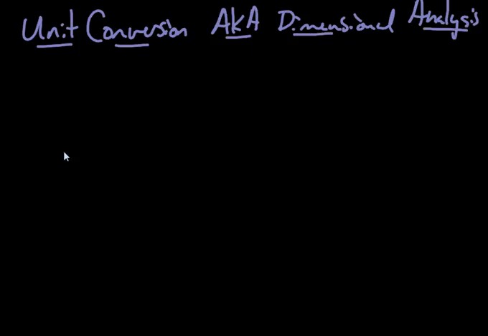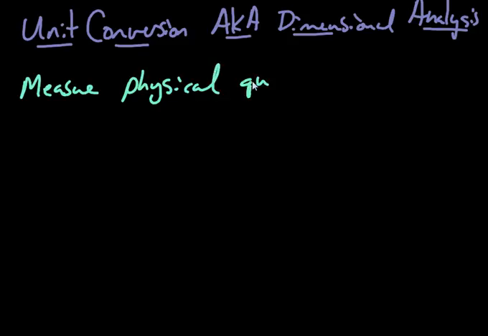Okay, now there's lots of different measurement systems out there, and what measurement systems do is they measure physical quantities or physical attributes of nature.